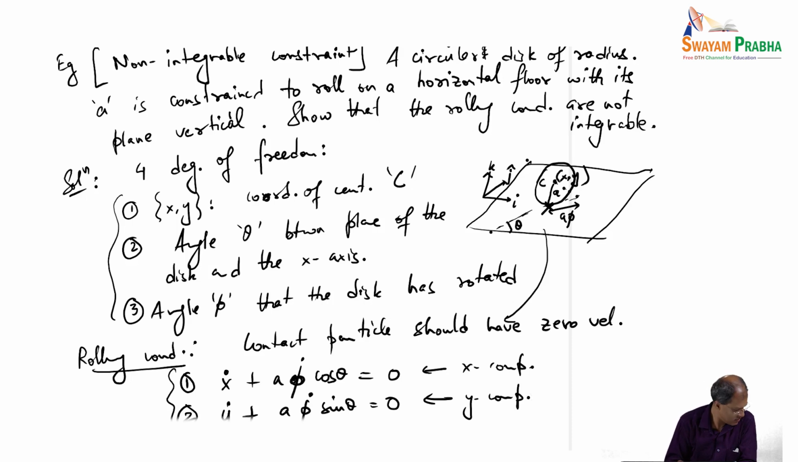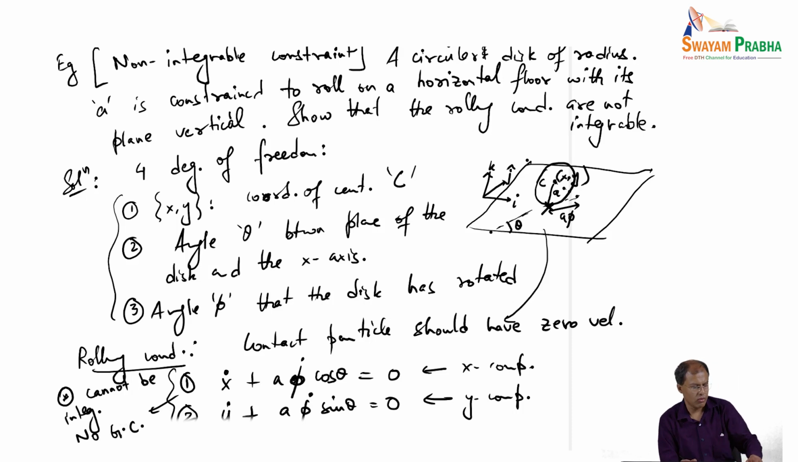And we can quickly see that this star cannot be integrated, since theta is an unknown function of time, and so is phi. We cannot integrate this, it is quite easy to see, and hence we cannot retrieve any geometric constraints for this problem. So no geometric constraints for this problem.